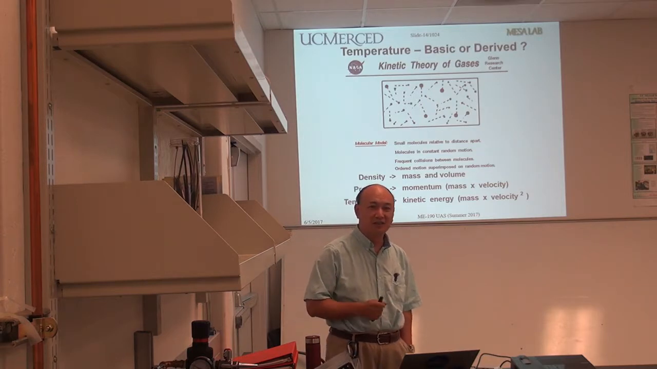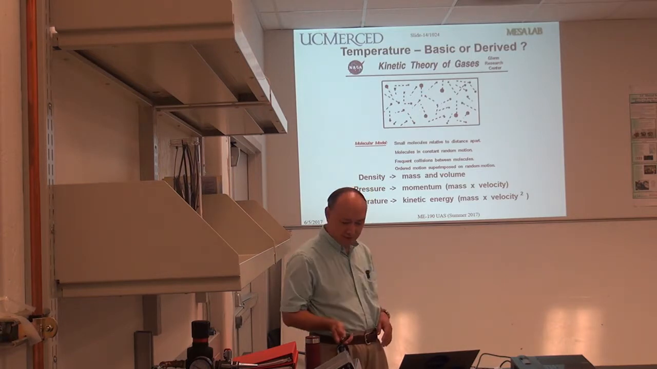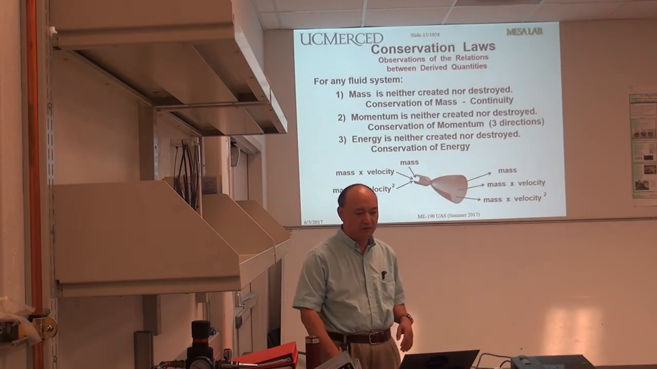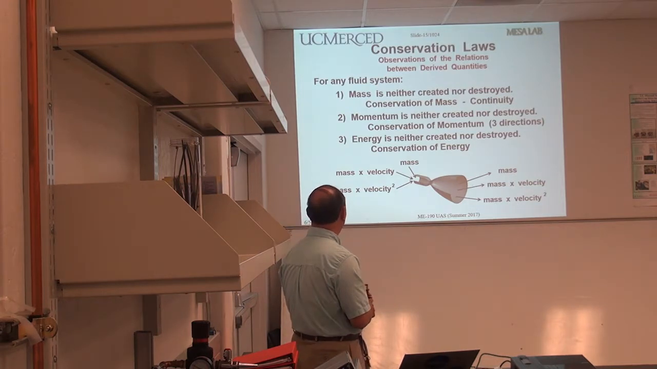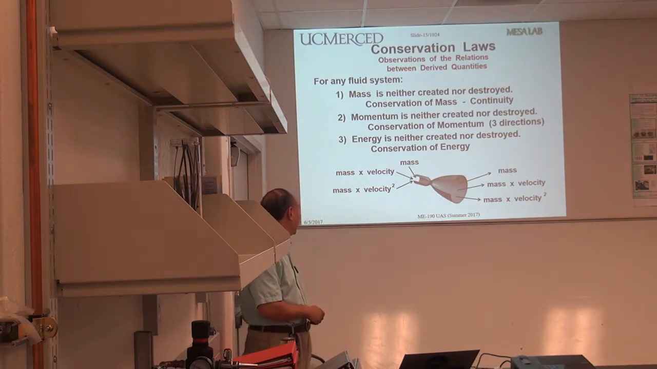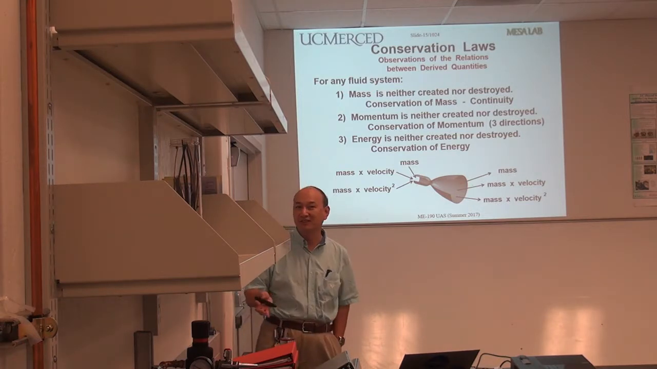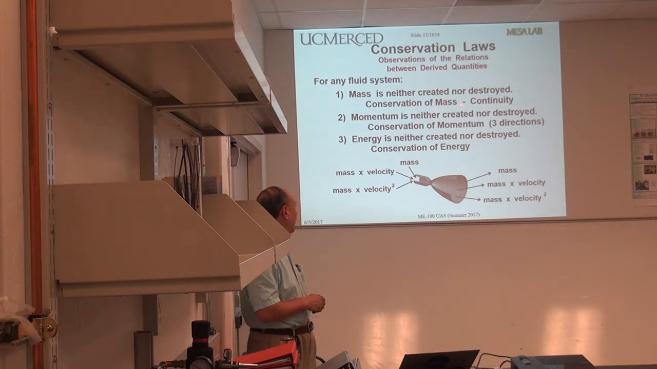Next, we're going to talk about conservation laws. As we learn, in our world, something is conserved. These are observations of the relations between the derived quantities. You can see this is a section of a tube with different surface areas, like a rocket blast with propellants here. Conservation of mass is obvious. Mass cannot be created or destroyed; it's always there.